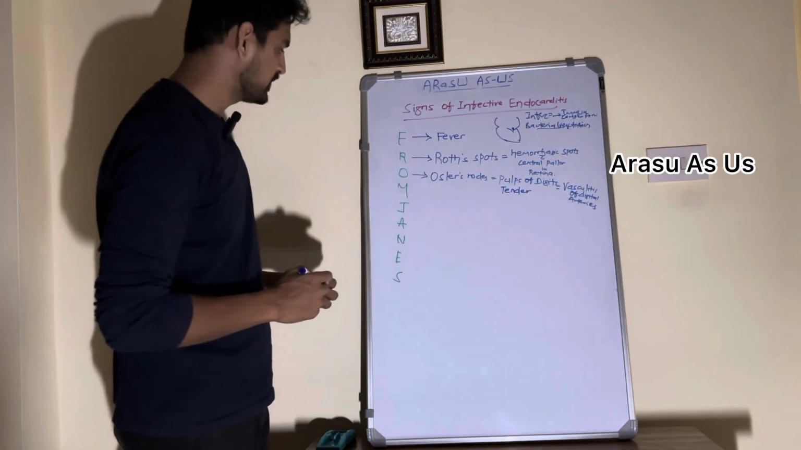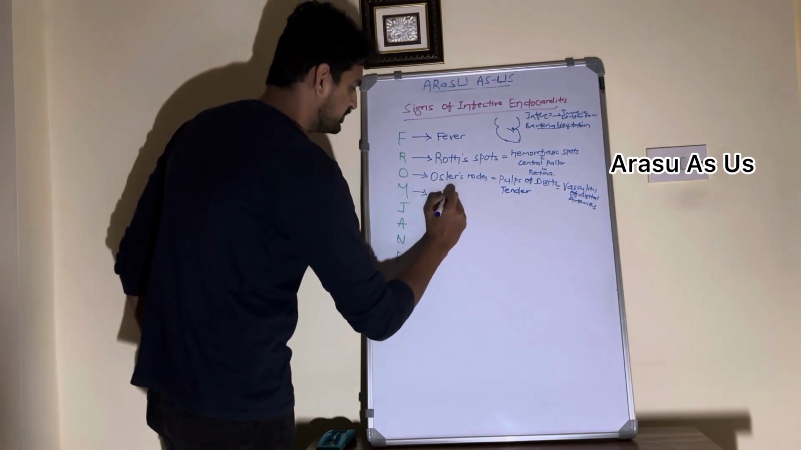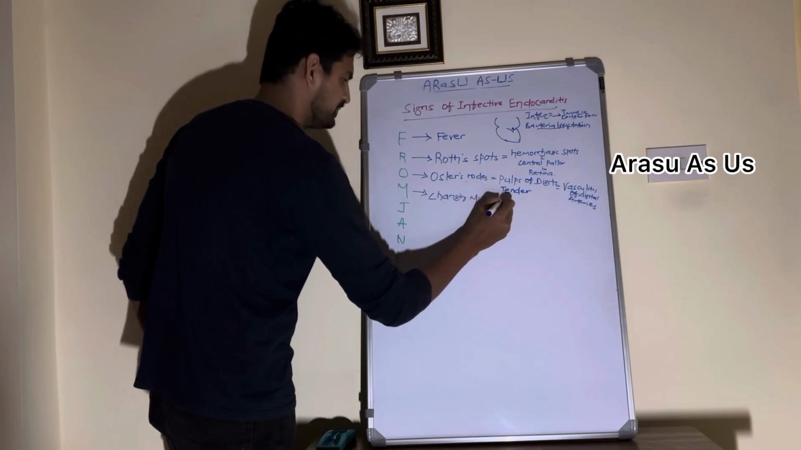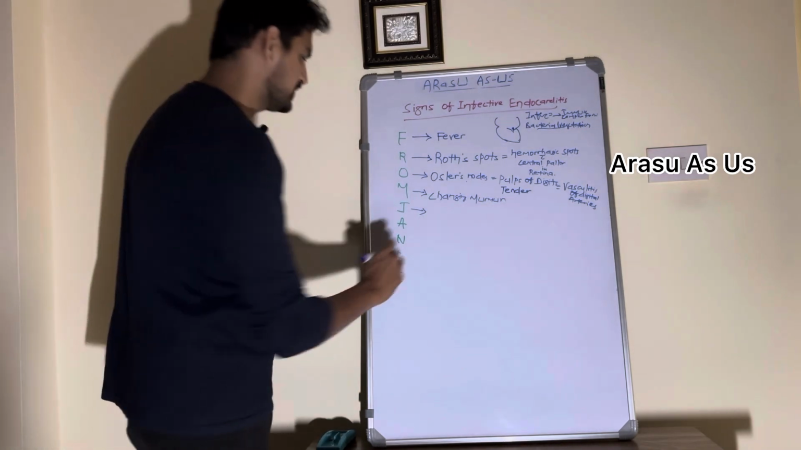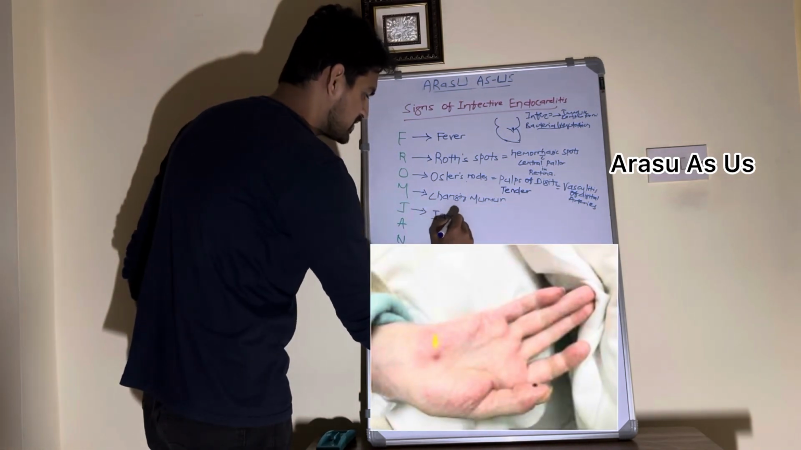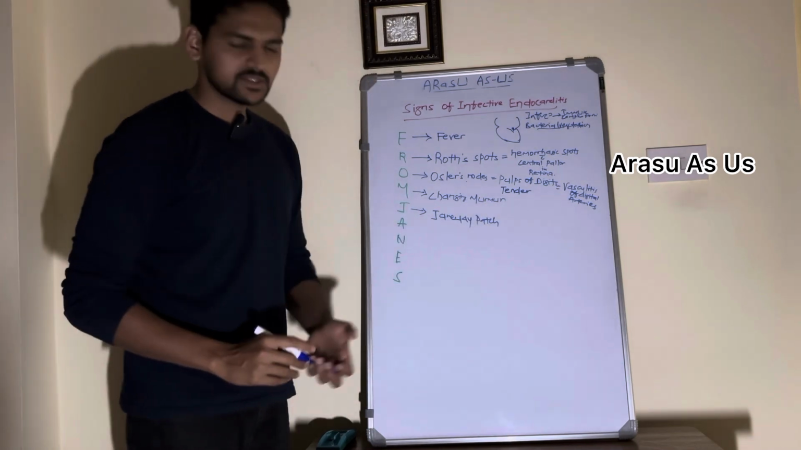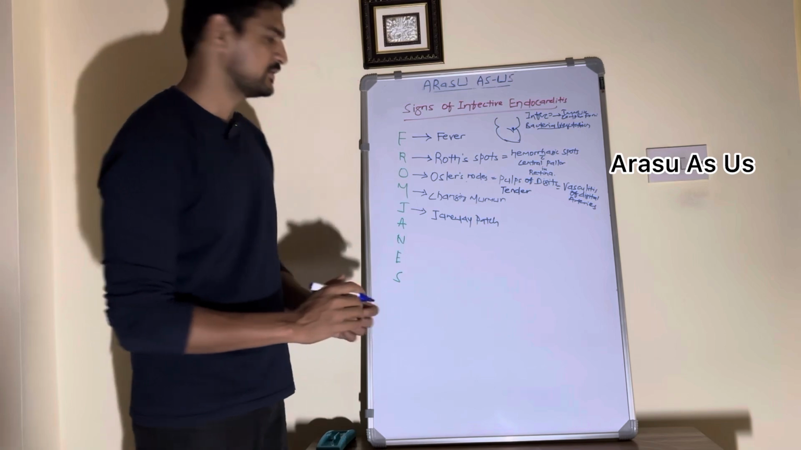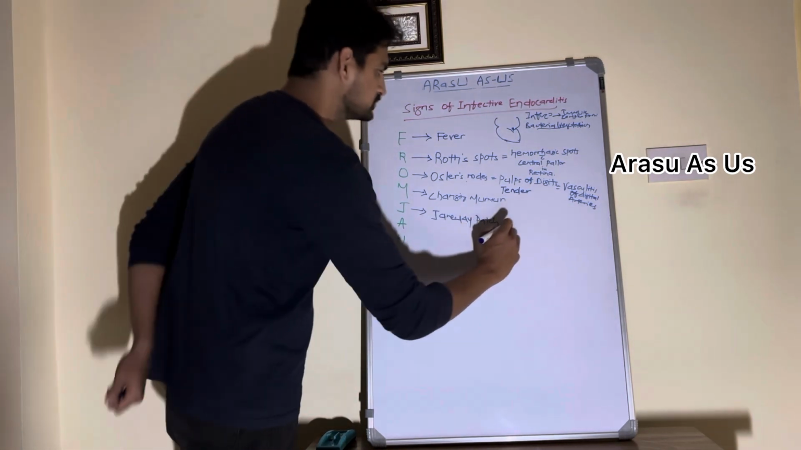Then comes M for murmurs. So here mainly a changing murmur. Changing murmur is very, very significant. Then J stands for Janeway patch. So what is a Janeway patch? These will be reddish discoloration of the palms and soles. So erythematous discoloration of the palms and soles.